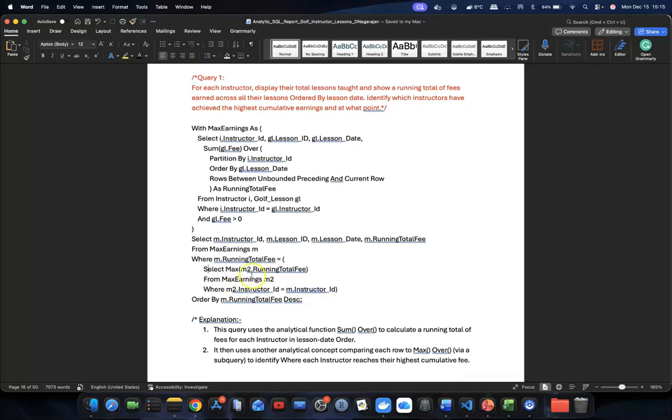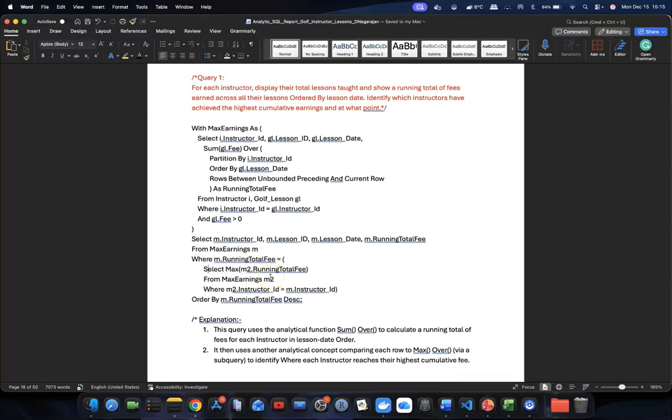Here we are just gathering all the data. Only the row where the running total equals the instructor's maximum is returned. In other words, one row per instructor is kept, and that row shows the lesson where their cumulative earnings are at their highest. Finally, ORDER BY M dot running total fee descending sorts instructors from the highest total earnings downwards. This makes it easy for management to see who has earned the most overall.